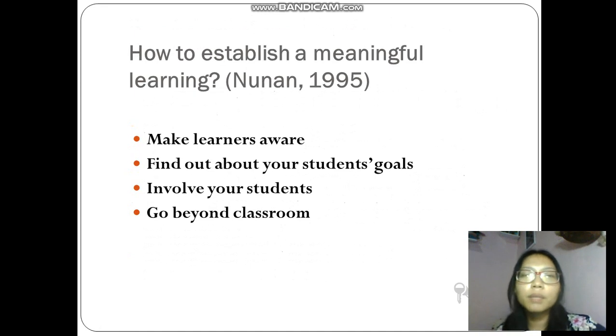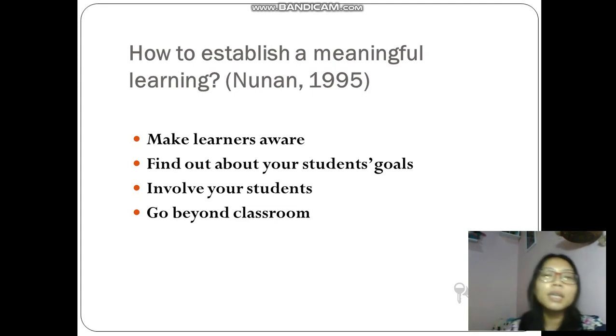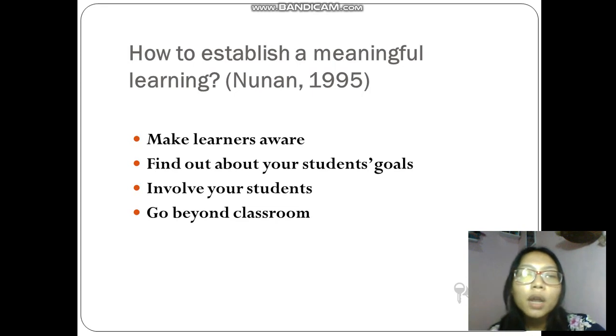So how to establish meaningful learning according to Nunan 1995? The first is make the learners aware. Make the learners aware that they are in the classroom learning something new. It can be initiated with questions. After that, find out about the students' goals. We can find out the students' goals by asking them directly, personally, or in the classroom, or by using a questionnaire.